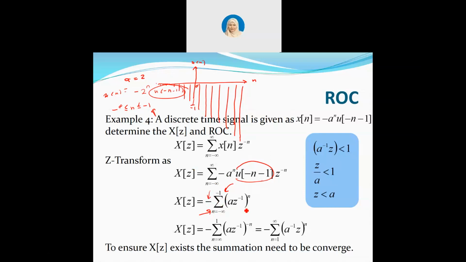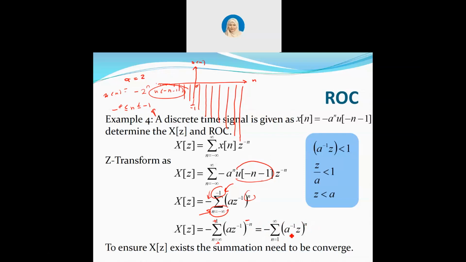So the negative sign goes outside, and the only thing in the bracket is a z to the negative 1, to the power of n. Then we can change the summation to be positive by changing the sign of the index. Since it is a summation, we can simply do that, and put the negative n inside.